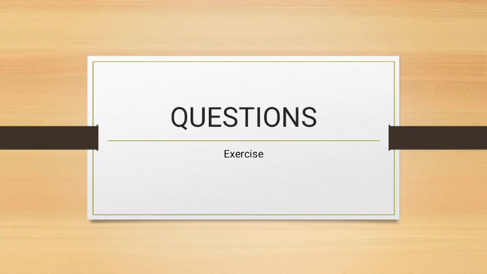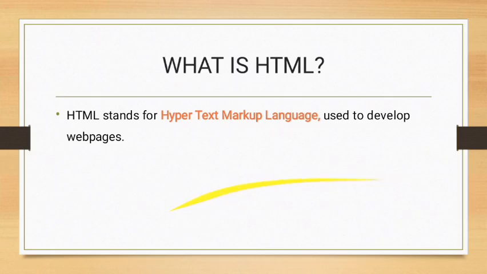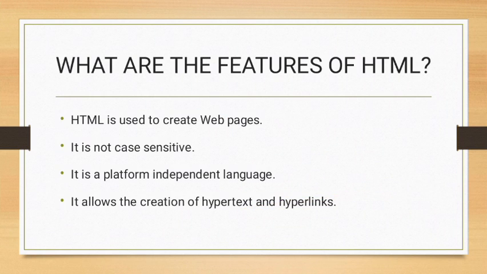That's all for today. From the exercise you want to write down 3 questions and answers in your notebook. First question, what is HTML? The answer is, HTML stands for Hypertext Markup Language, which is used to develop web pages. Second question, what are the features of HTML? First feature, it is used to create web pages. Second feature, it is not a case sensitive language. Third one, it is a platform independent language. And fourth one, it allows creation of hypertext and hyperlinks.